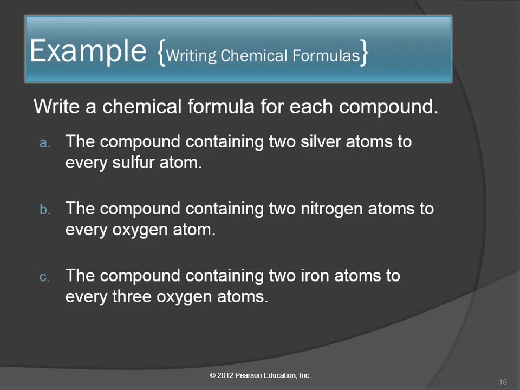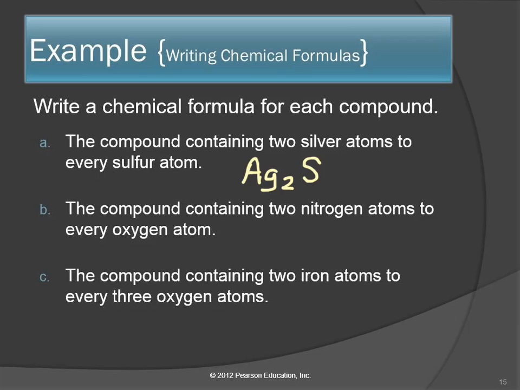So let's write a couple chemical formulas. A compound containing 2 silver atoms for every sulfur atom. What would the formula for that be? You have to know your element symbols. What's the symbol for silver? Ag. So this is Ag, and how many do we have? 2. And then the other one is sulfur, there's 1 sulfur. What's the symbol for sulfur? S. Okay, so Ag2S. Ag comes first because silver's a metal, sulfur's a nonmetal.